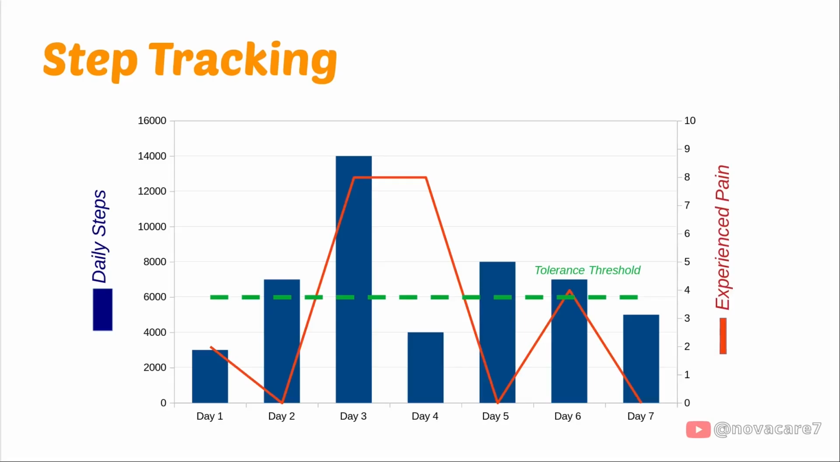If for whatever reason one day you go over this amount and experience pain, then don't worry. You now understand that you simply did more than your body could handle, and you'll just experience some temporary discomfort.